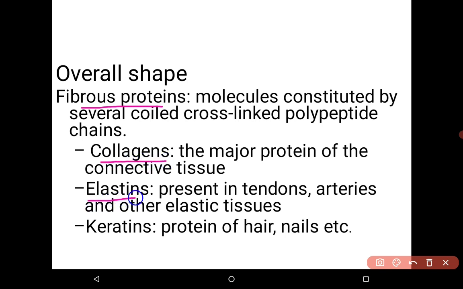You also have the elastins and the keratins. Collagen is a major protein that you find in connective tissue. When you hear elastin, you think of elastic tissues, so you find elastins in tendons, arteries, or any other elastic tissue. Keratins are the proteins that make up the hair and the nails. So all these fall under what? Fibrous proteins.